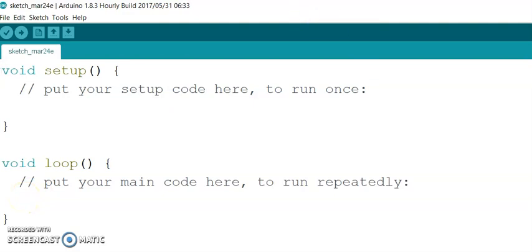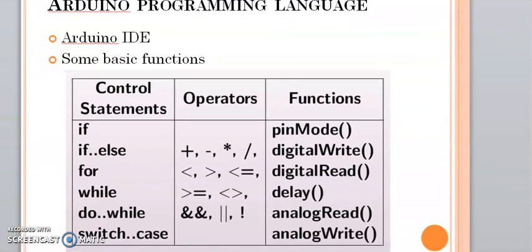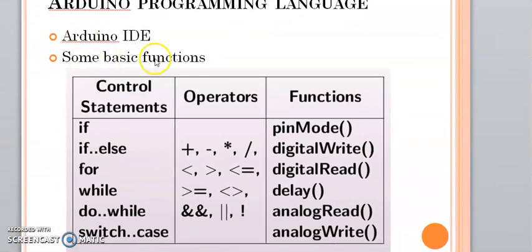Now let us move towards the next part. These are some basic functions which you may come across, which you require while programming the Arduino board. These are a set of control statements, operators and functions. As time passes, you will come to know about these functions.